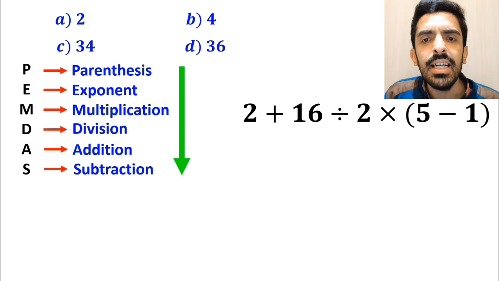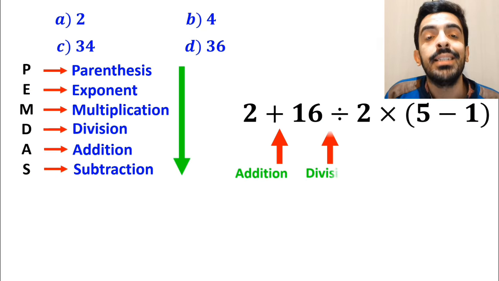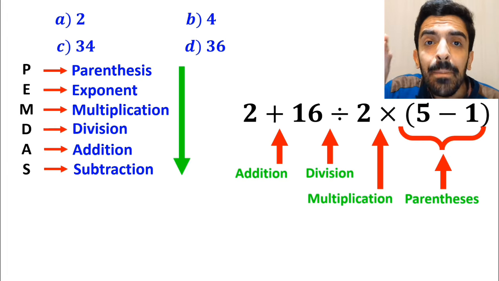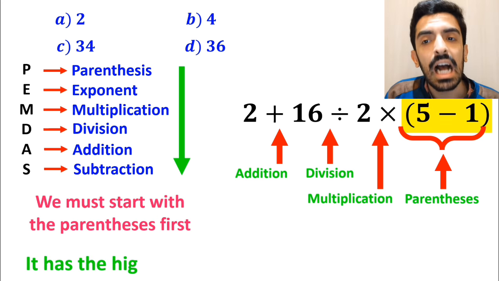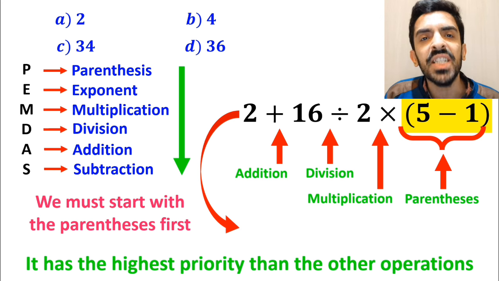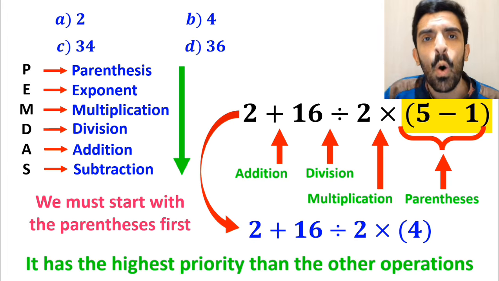Alright, as you can see on the screen, in this expression, first we have an addition sign, then a division sign, followed by a multiplication, and finally parenthesis. We must start with the parenthesis first, because it has the highest priority among the other operations. So, instead of this expression, we can write 2 + 16 ÷ 2 × 4.